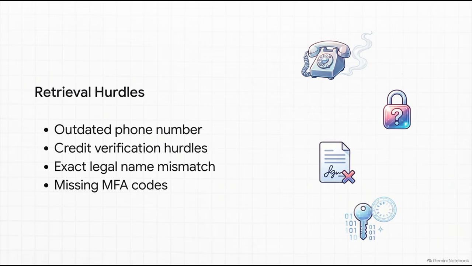Another interesting hurdle involves credit verifications. When you start service, Ameren checks risk scores like the Equifax Advanced Energy Risk Score. You have to make sure your data matches exactly what the credit bureaus have. Also, keep an eye out for exact legal name mismatches. For example, if you've recently gotten married, changed your last name, but didn't update Ameren, their database will completely reject the new name. And finally, for registered users, missing multi-factor authentication codes can easily lock you out if they're suddenly being sent to an old email or a phone you don't have anymore.